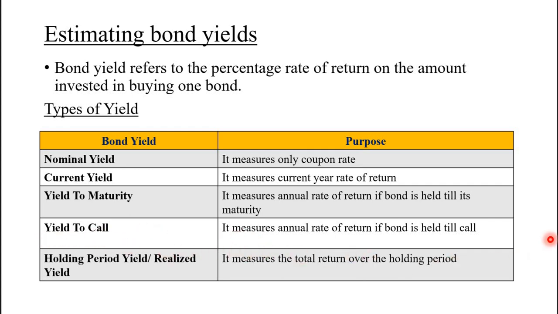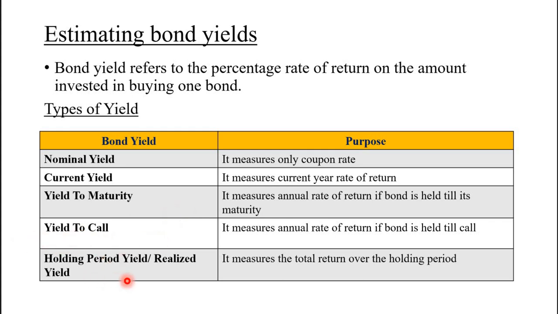The return you earn until the call happens will be calculated with the help of yield to call. For example, we took bonds of 5 years, but the call happens after 2 years itself. After 2 years the issuer called the bonds for maturity. So up to those 2 years, how much we earned as a return, that yield will be calculated with the help of yield to call.